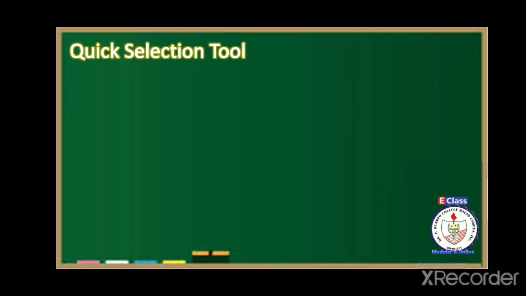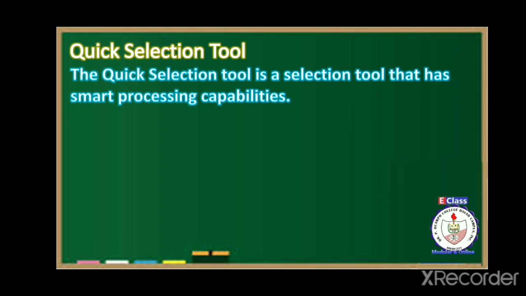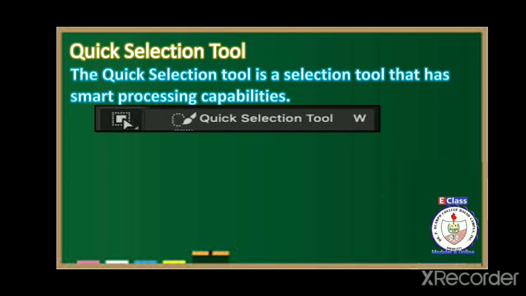Next is the quick selection tool. What is the quick selection tool? The quick selection tool is a selection tool that has smart processing capabilities. You can use this tool to make a selection based on tone and color by clicking or dragging to add to the selection. Example, this picture. If you click this quick selection beside the tool in Photoshop.